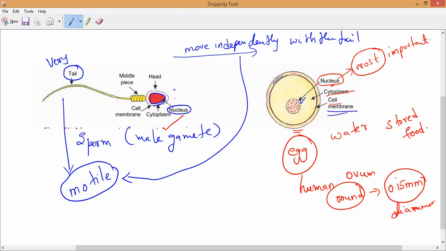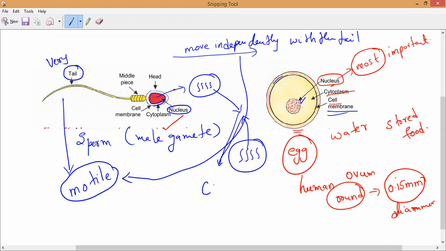And here you can see the nuclei of the sperm and the ovum. Both contain snake-like structures. What is that called, guys? This red one also contains the same, small snake-like structures. Can anyone say? You might be studying it in animal and plant cells. It starts with a C. What is that called?